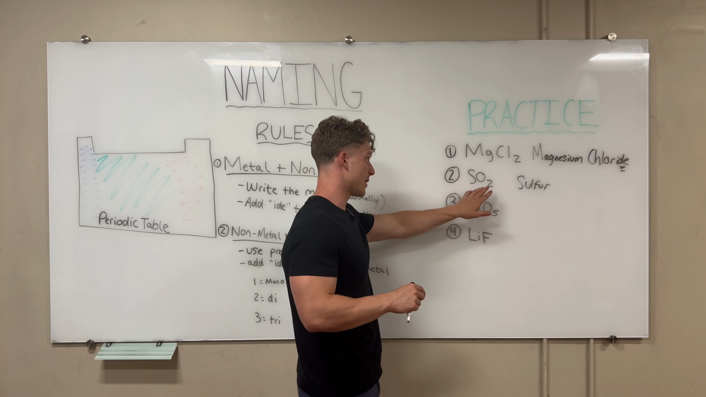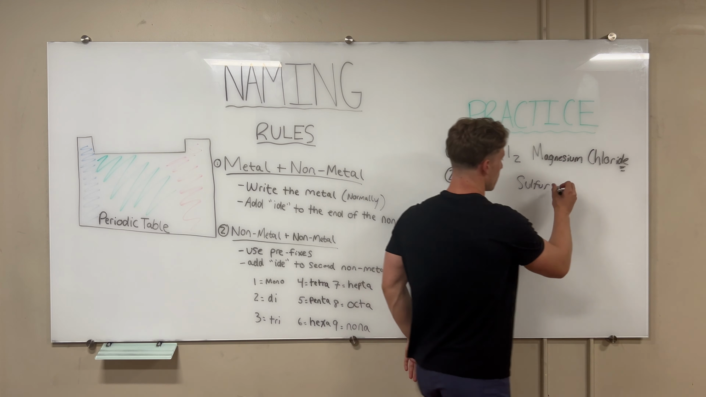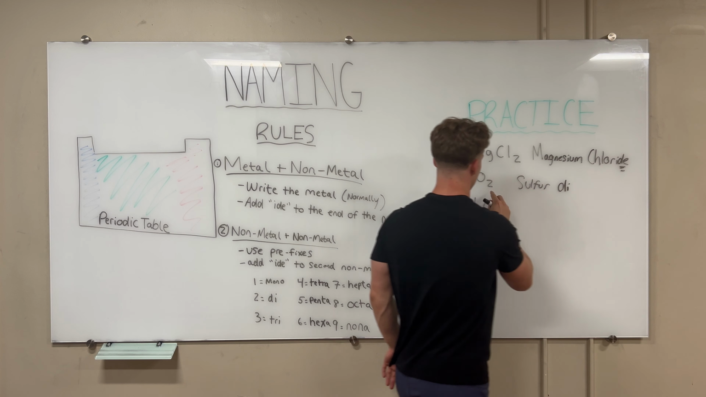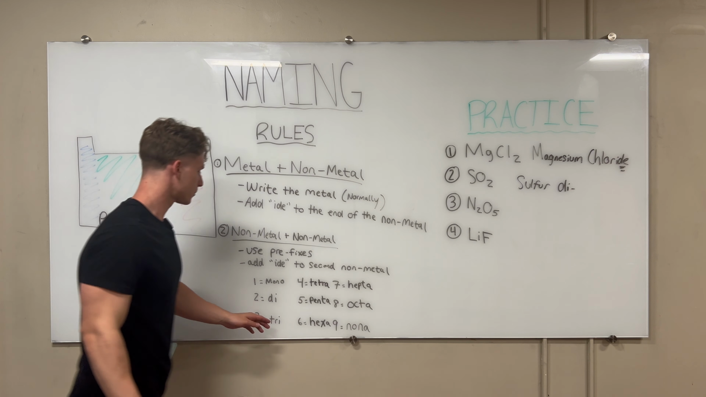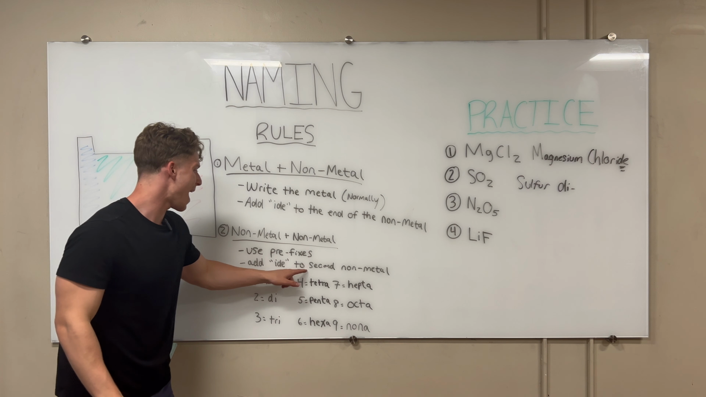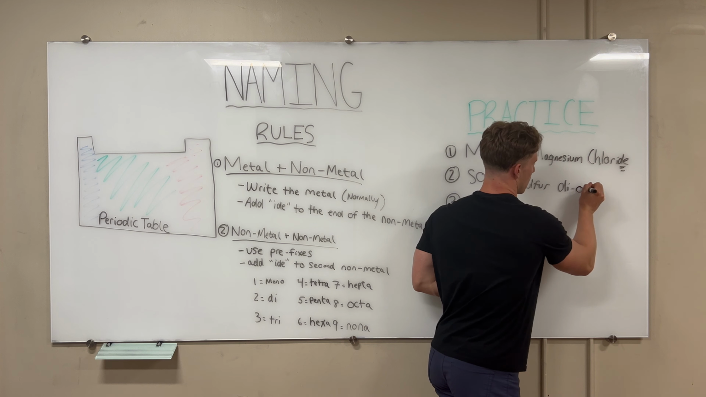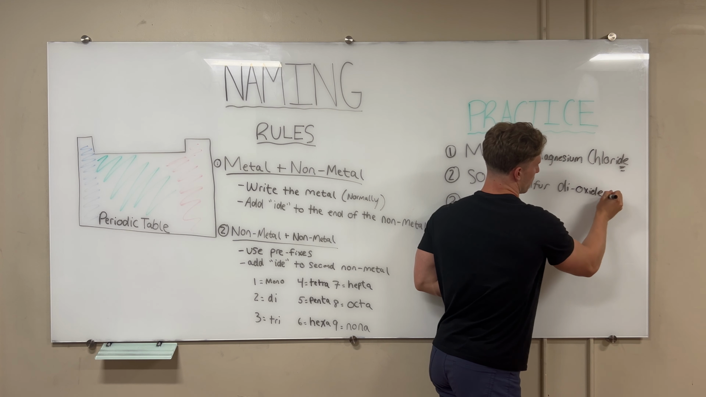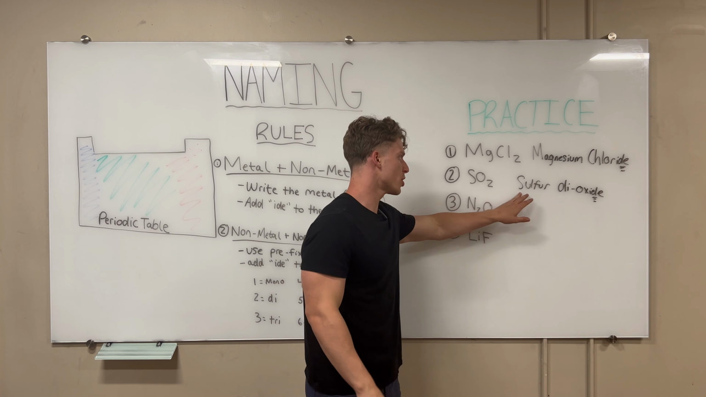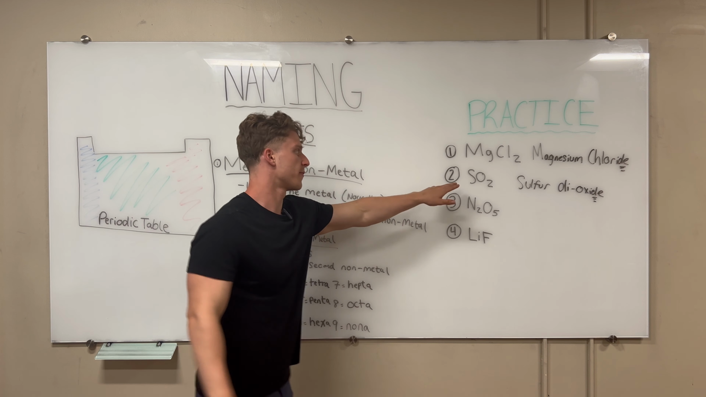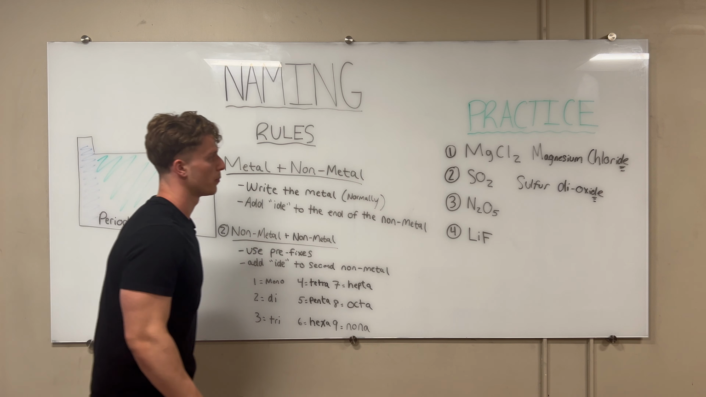Now the second thing, this is a nonmetal and nonmetal, right? So we need to use our prefixes. So this is sulfur di, right? There's 2 oxygens. And we're going to use our rule: add "ide" to the second nonmetal. So our second nonmetal is right here. This is dioxide. Okay? So it's 2 nonmetals. So we're not going to call this monosulfur dioxide, because that first thing has a 1.